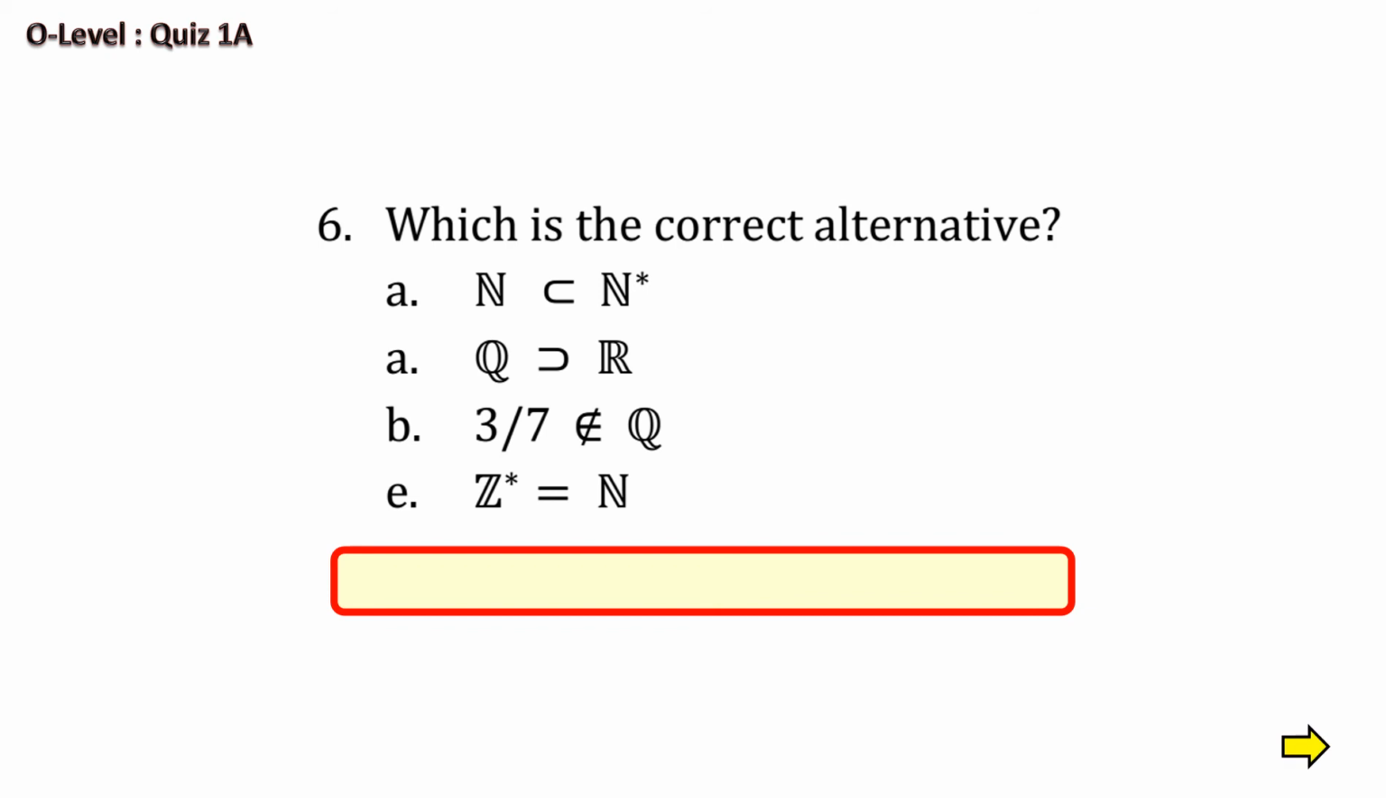For the first one, if they reverse the sign, it would have been correct. For the second, if they reverse the sign, it could have equally been correct. For the third, if they remove the bar and make it an element, it will be correct. And for the last one, if they add a plus after the Z, then it will equally be correct. Rather, if they replace the star by a plus, they will be the same.